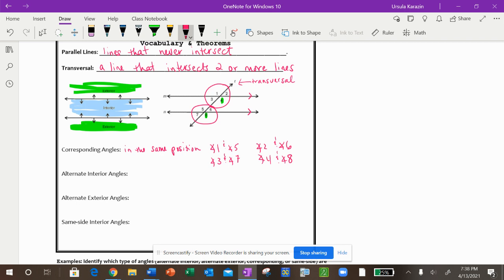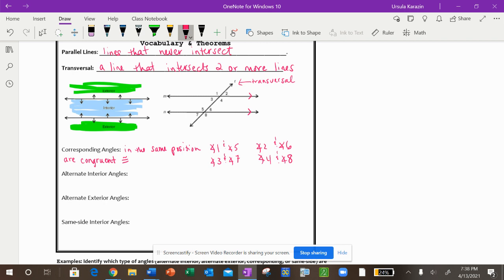And if we were to cut right along through this pair of parallel lines, and pick up the bottom piece and put it on top of the top piece, you would see they match up perfectly. So the corresponding angles would be on top of each other and they'd be the same measure. So corresponding angles are congruent. Okay, so that's one category of angles that we get.